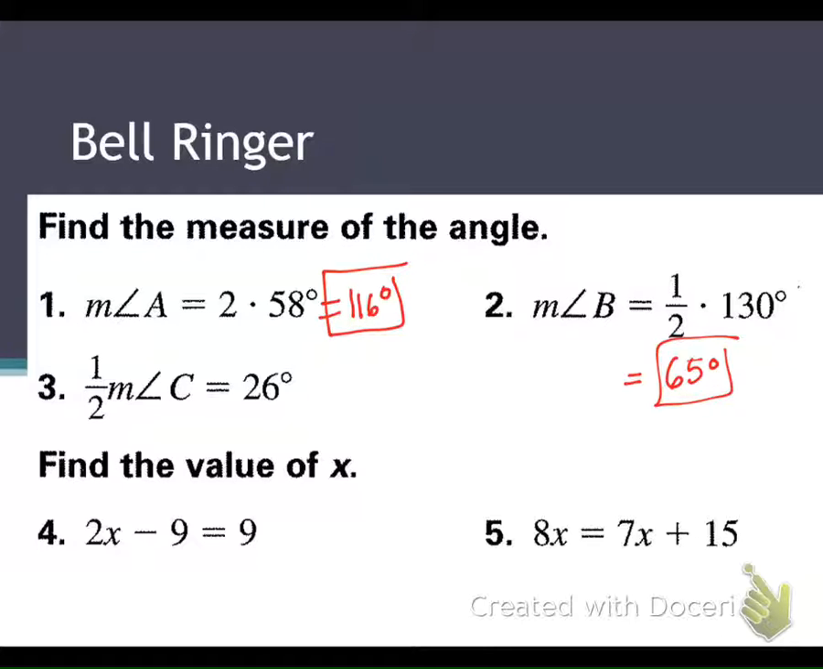Okay, after that, we see here half of the measure of angle C is 26. How do I find the measure of angle C? So we have to do the inverse of this, which is multiplying by 2 on both sides. So we're going to multiply this side by 2, multiply this side by 2. The measure of angle C equals 52 degrees.